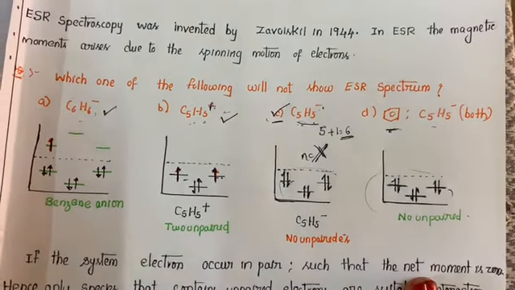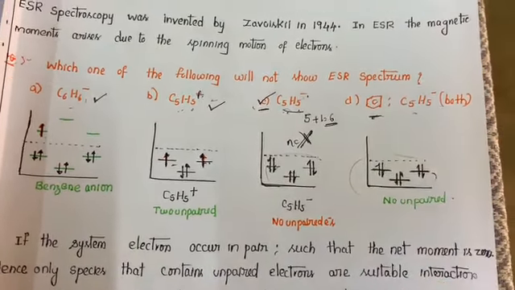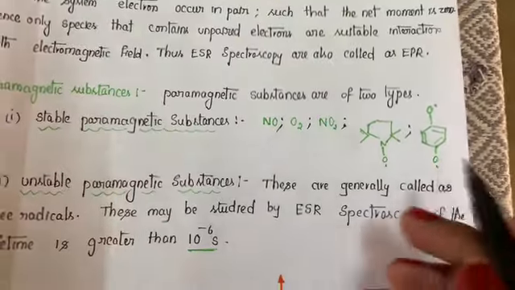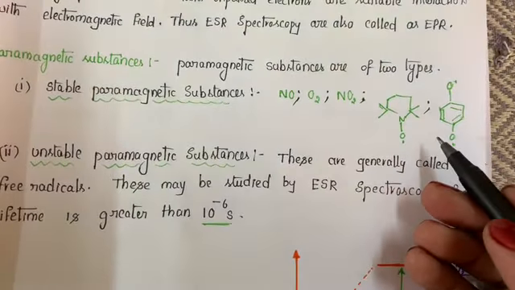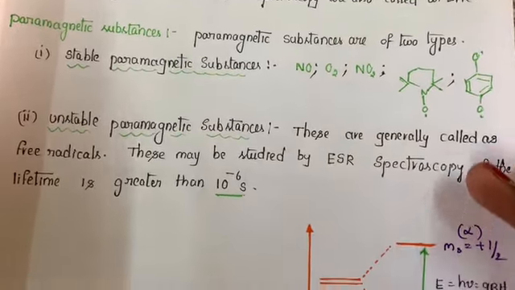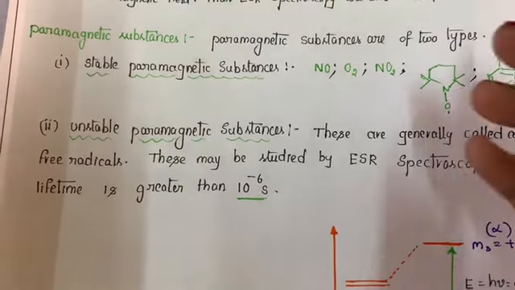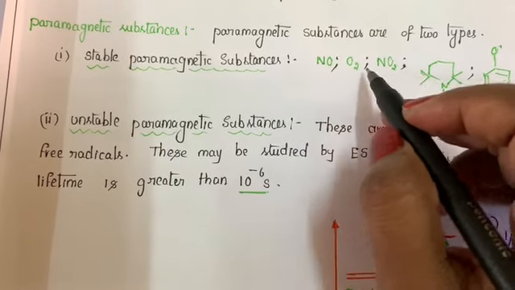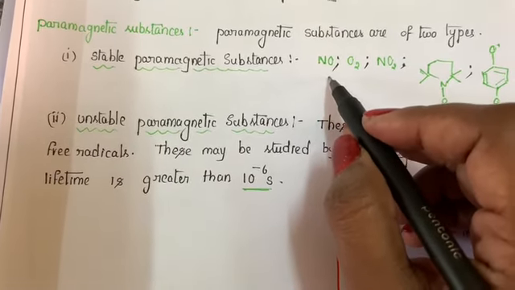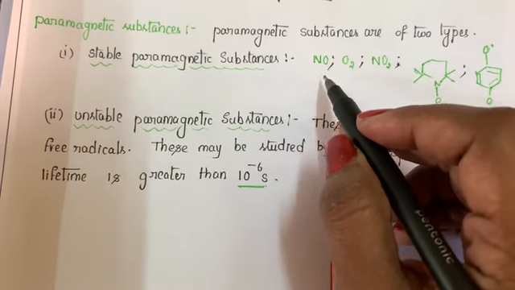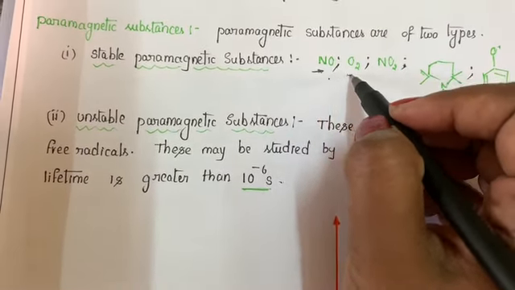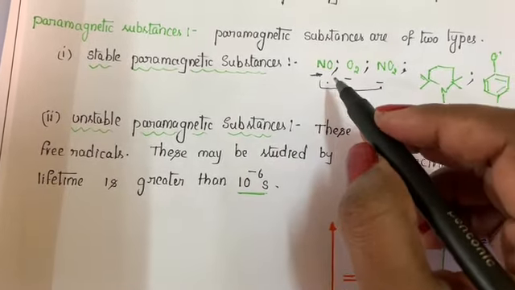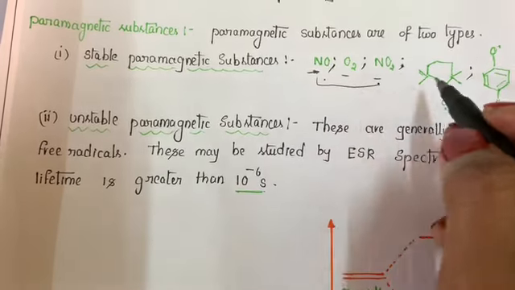And there is another concept here you need to remember. For showing an ESR spectrum, the compound must be paramagnetic, and paramagnetic substances you can classify into two types. One is stable paramagnetic substances, another is unstable paramagnetic substances. So what does stable mean? For those substances, by looking you can't say whether they have an unpaired electron. Just by drawing an MO diagram you will understand that unpaired electrons are present. So these molecules you need to remember, NO, NO2: by looking you cannot say there is an unpaired electron, but still they have unpaired electrons, which can be confirmed by MO diagrams.